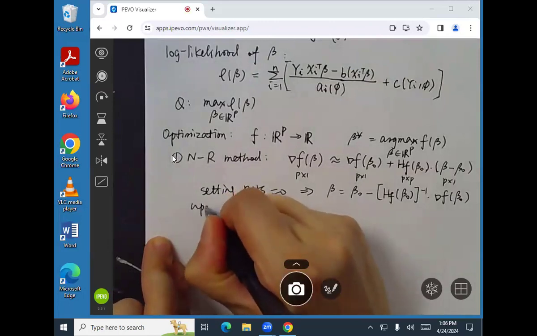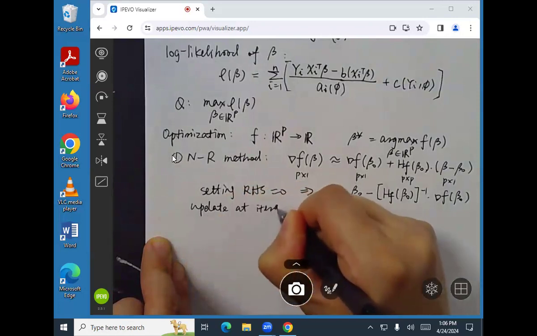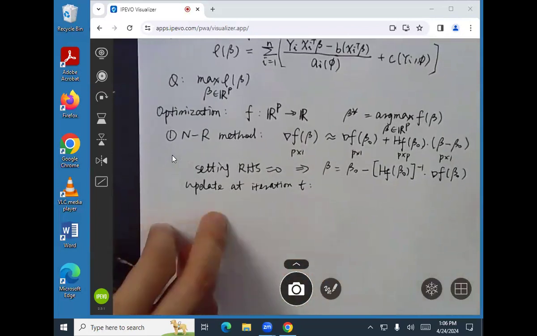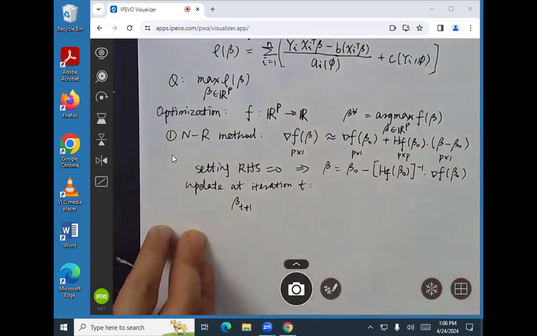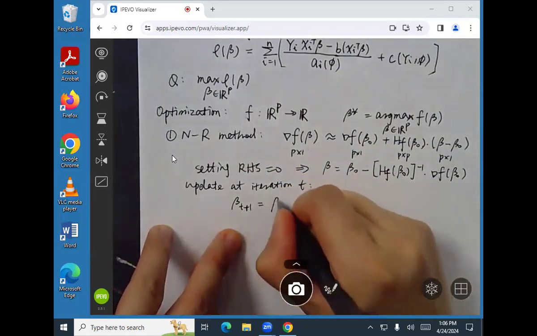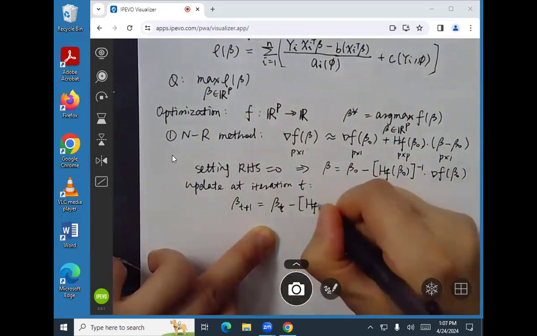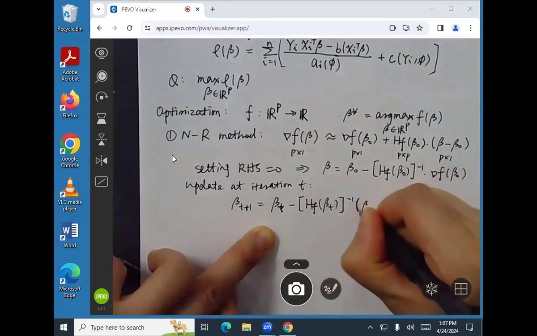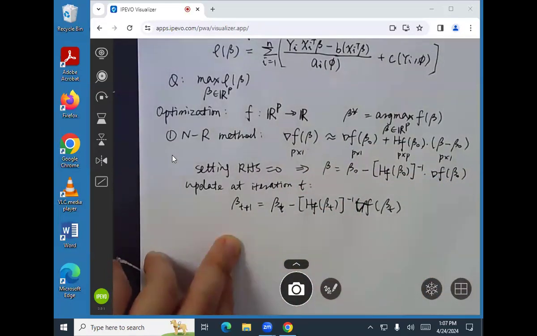So the update rule at iteration t gives us the next value, which I will call beta t plus 1. It is the current value beta t minus the inverse of the Hessian matrix at the current value beta t times the gradient of f at current beta t. That's how we do the update. Yes.